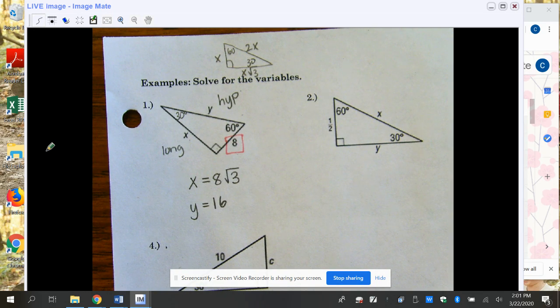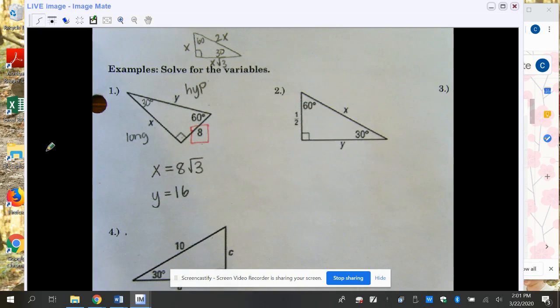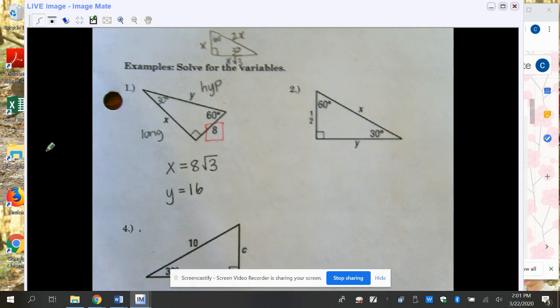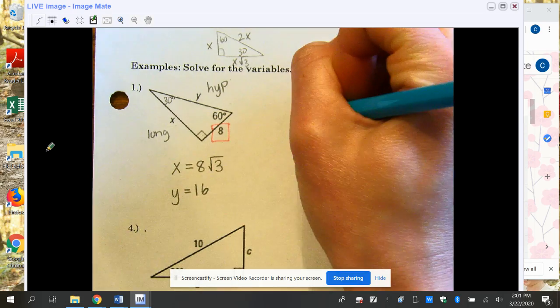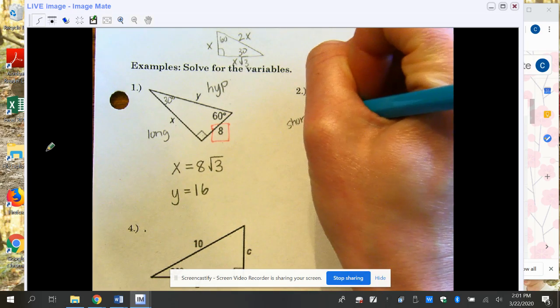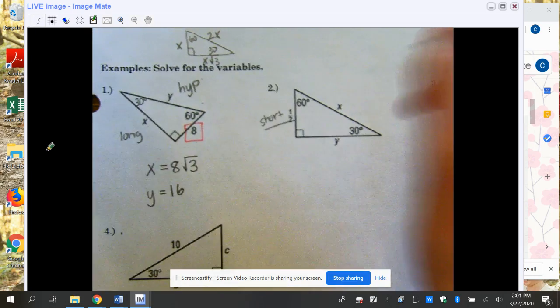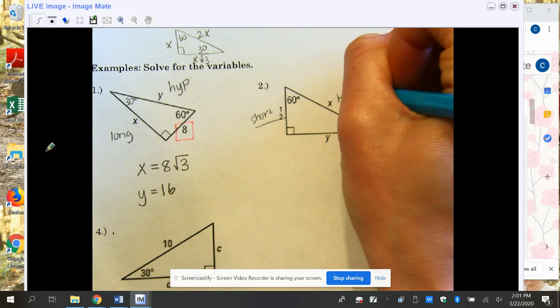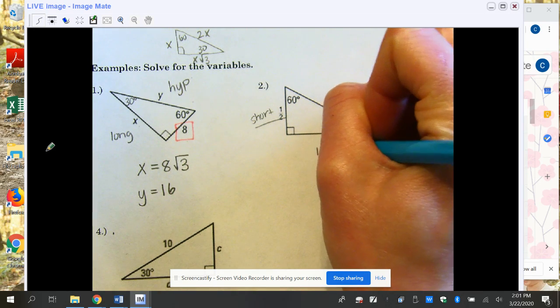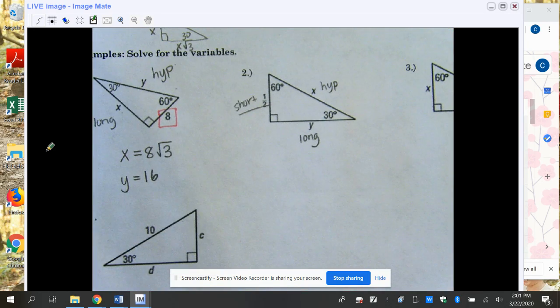Okay, and so now we're looking at this other triangle again. Let's label our sides. So this is our short, that's the one we need to know. There's our hypotenuse. There's our long. We're labeling our triangle like we did when we did sine, cosine, tangent. It's just a good visual of what sides do we know, which ones do we need.